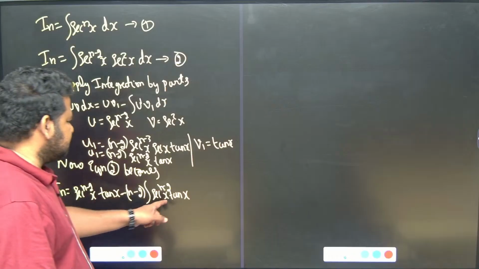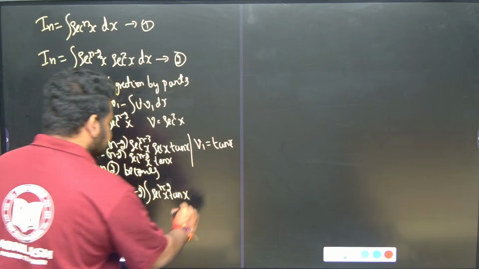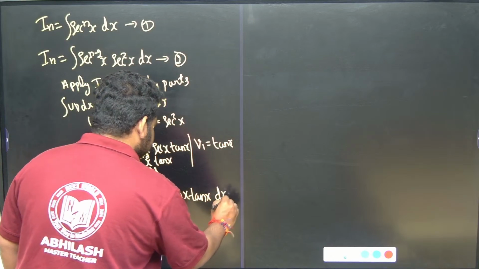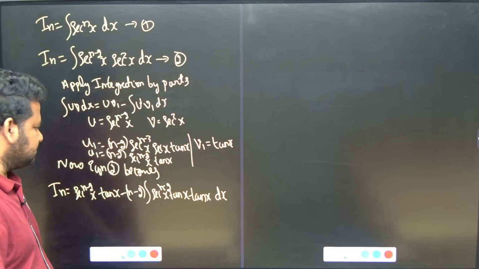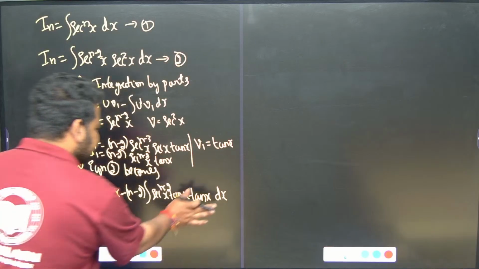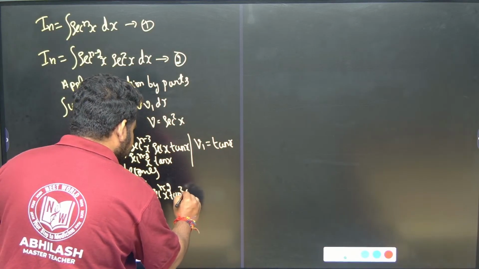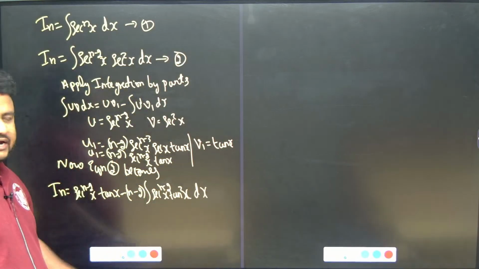Integral of what is this? Integral of v1. That is, v1 is what? v1 is tan x again. Okay, tan x we will have, tan x dx. Correct? N minus 2 into tan x dx. Now see here, tan x into tan x I can write directly here as tan square x dx. So I can write tan square x as what?